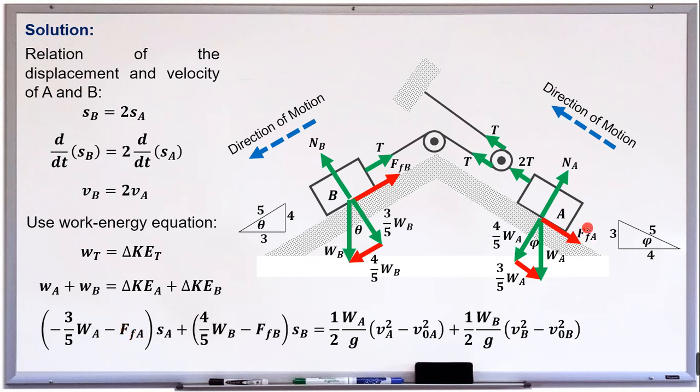So FFA is very obvious. This is opposite to the direction of motion. Next, we'll proceed to the second term on the left side of our equation. This is the work done on block B.